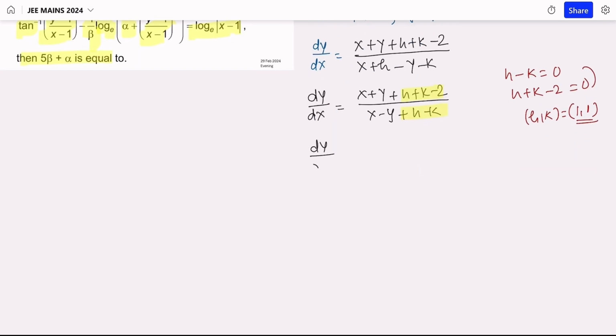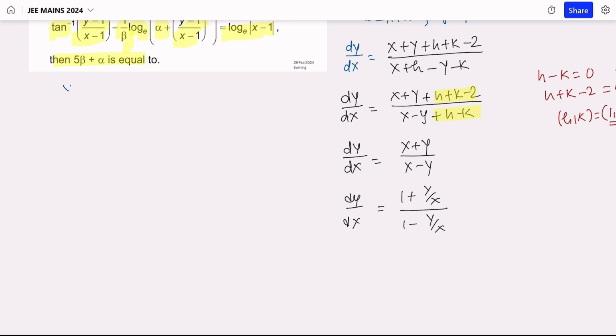Okay. Now simplify this one. So we have dY upon dX is equal to X plus Y upon X minus Y. If we take X common, we'll get Y by X upon 1 minus Y by X equal to dY upon dX. Okay.